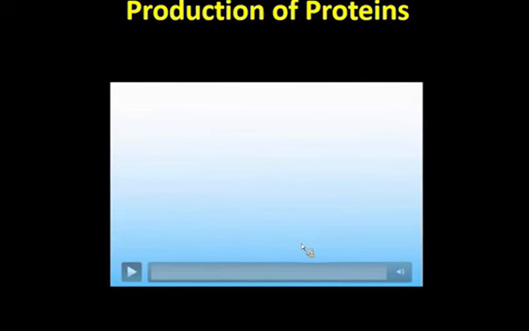I wanted to spend a little time talking about the production of proteins in general in the body so that one can understand how this disease, amyloidosis, develops. I'll now just show you briefly a video of how proteins are produced in the body.